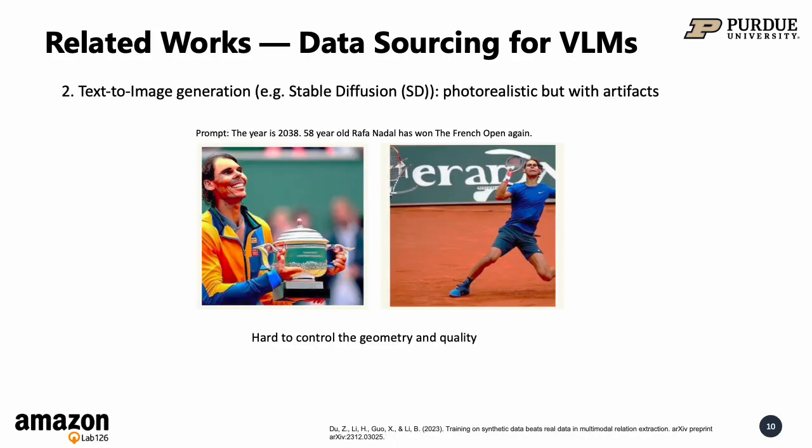Second, there are papers focusing on text-to-image generation using stable diffusion. They generate text prompts for specific tasks and use these prompts to create corresponding images. However, the generated images often have quality issues and artifacts, and more importantly, it's hard to control the geometry.